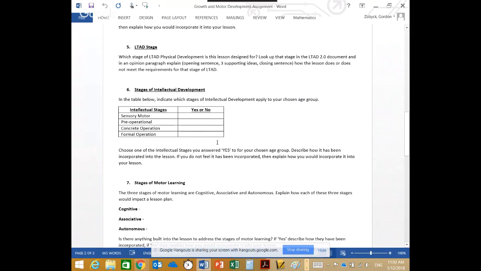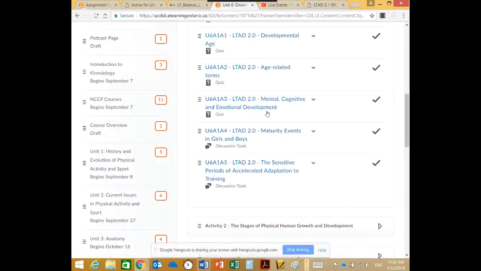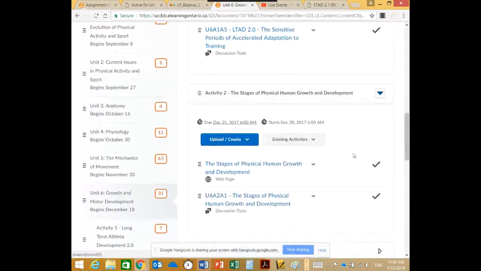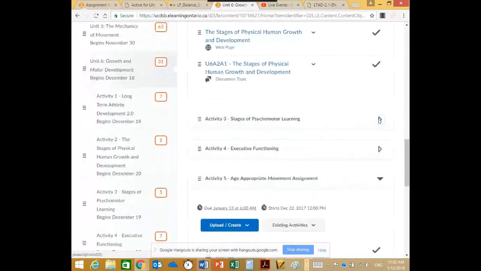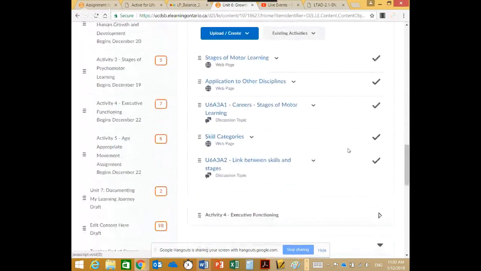Now, if you answered no to all 4 of those, then what you can do is pick one of the ones that you answered no to and then explain how you would incorporate what's required for that intellectual stage into the lesson itself. Again, that information can be found back in the content as you go through. So the next was stages of human growth and development. All right, so looking at that, and then the section on stages of psychomotor learning. All right, so it's looking at those things as well.